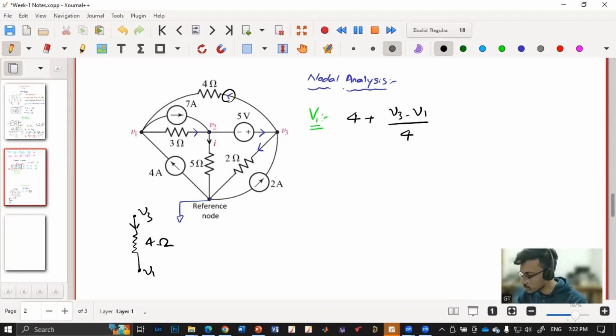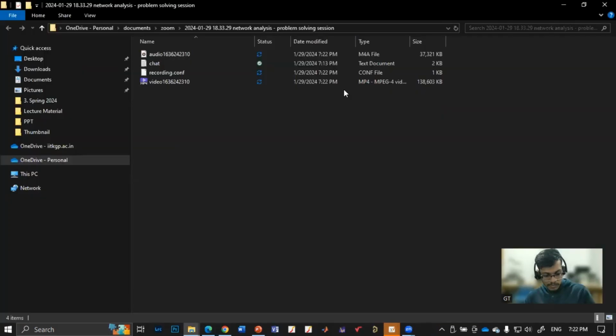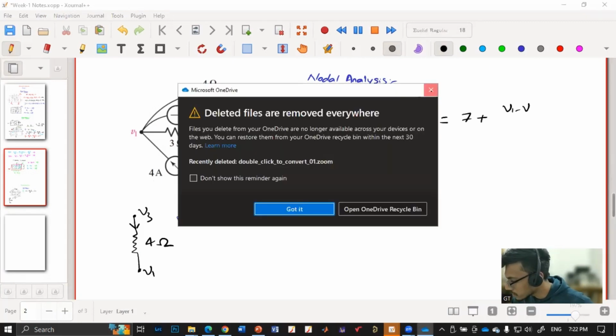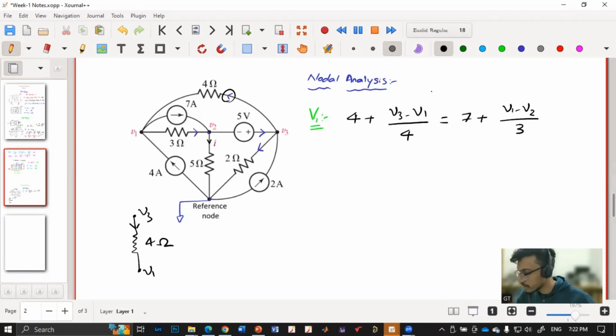So the summation of the currents that are entering is equal to the summation of the currents that are leaving. One current is the 7 ampere current and the other current is V1 to V2. So I will do 7 plus, what is the current flowing through 3 ohm? You tell me whether it is V1 minus V2 or V2 minus V1. V1 minus V2. Yes, V1 minus V2 by 3. So this is equation 1.